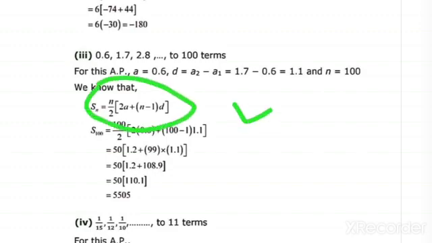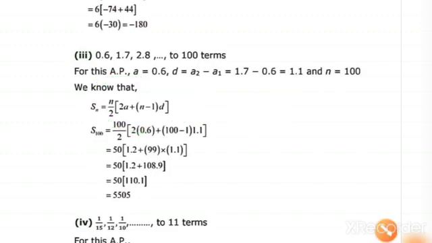After that, put the formula of the sum of the terms. So that is Sn is equal to n by 2 in the bracket 2a plus (n minus 1) into d over here. After that, put the value of a as 0.6, n is equal to 100, and d is equal to 1.1 over here.